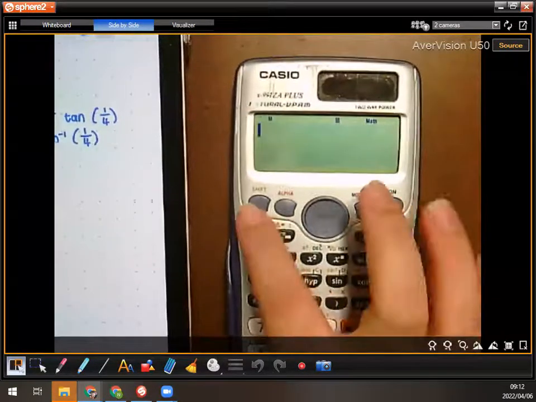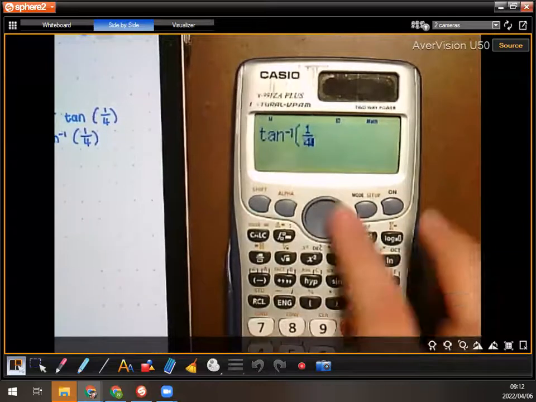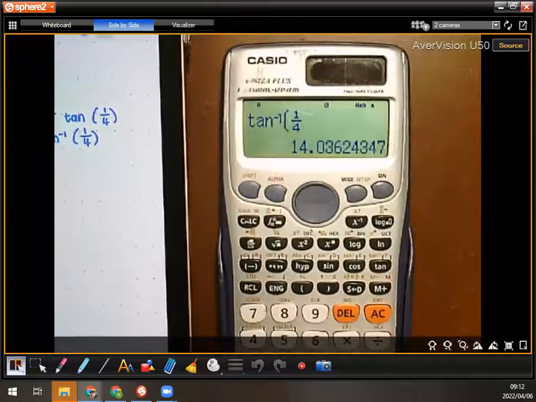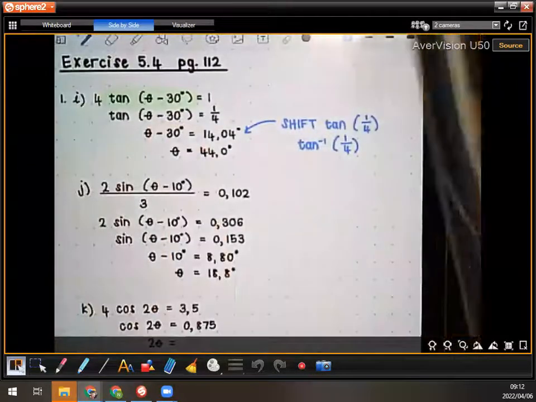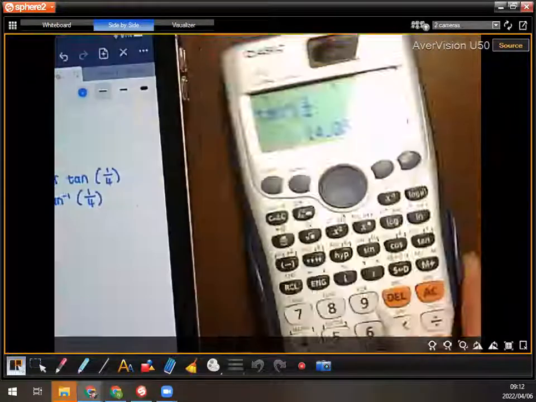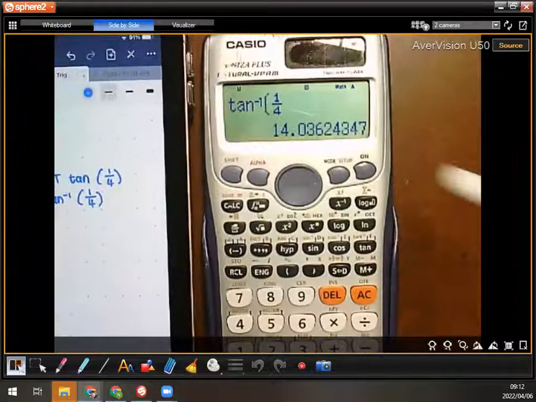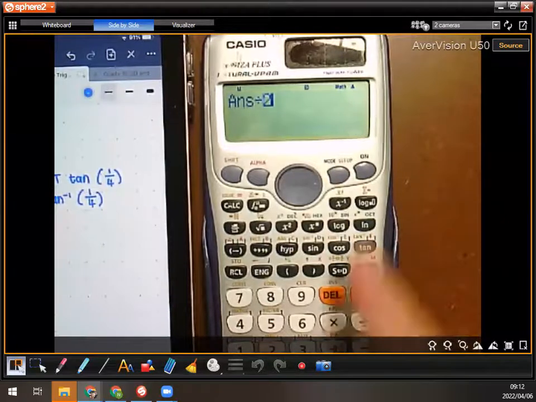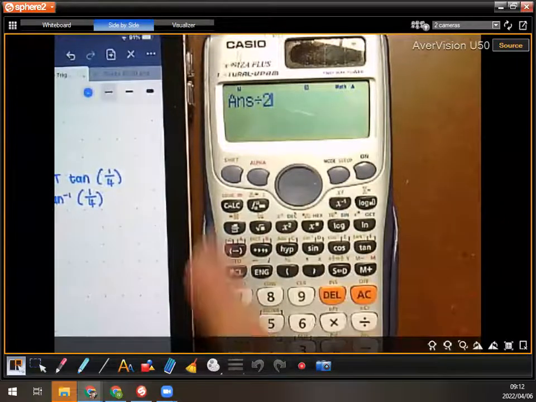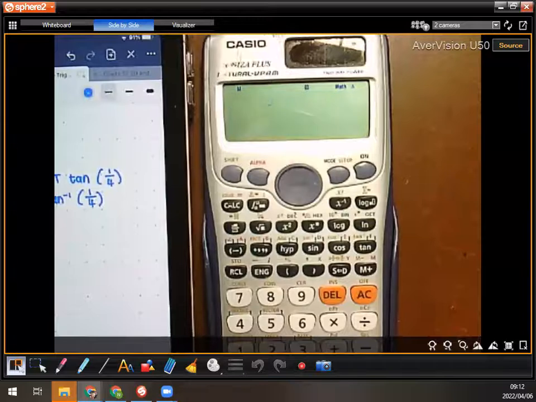What I mean by that is, if you do shift tan of a quarter, you're getting that 14,03. Now I know I did write 14,04. You can write down a value that's rounded, but technically you still need to be working with this value. So if, for example, it was 2 theta and I now needed to divide by 2, you need to divide that same answer. You just work on the calculator, it uses the answer automatically, divide by 2, and then only this value do I actually round to one decimal.